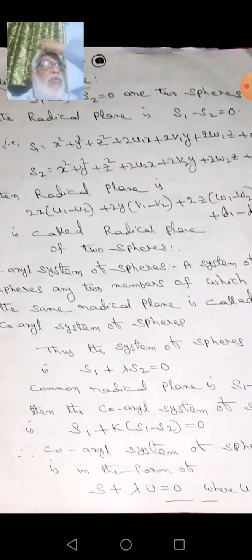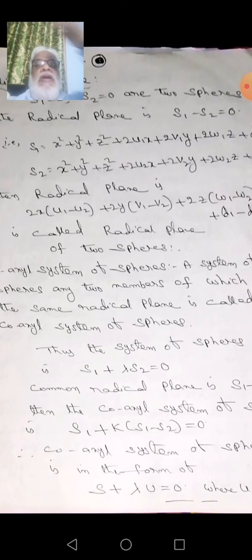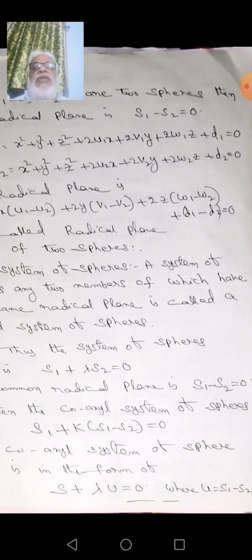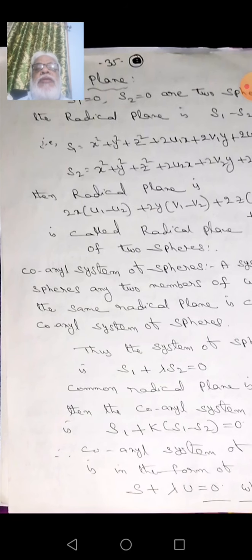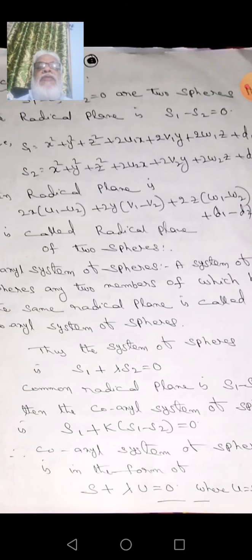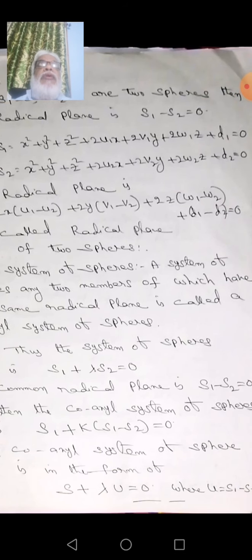What is a radical plane? A radical plane is what we find wherever two or more spheres are given; then we can find the radical plane. Suppose S1 = 0 and S2 = 0 are the two spheres. Then the radical plane is S1 minus S2 = 0.